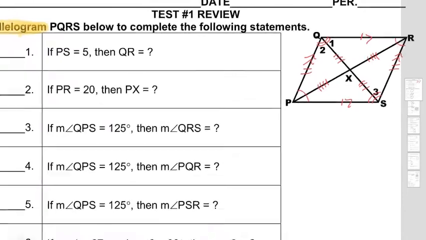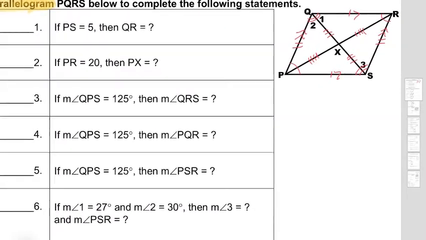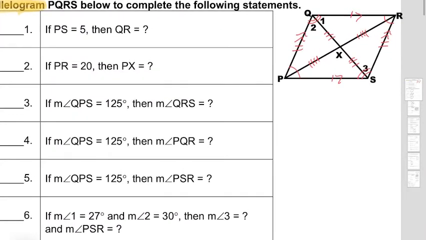Okay, so let's go ahead and get started and answer the question. The first question is telling you that if PS, so this side down here, is 5, then QR is, well, because we know it has a pair of opposite sides, QR is also 5. Question number 2. And by the way, each question is a new question, so we'll go ahead and erase that because we don't need that no more.